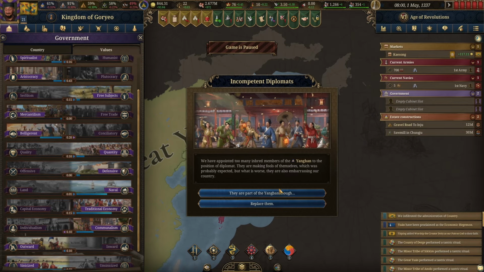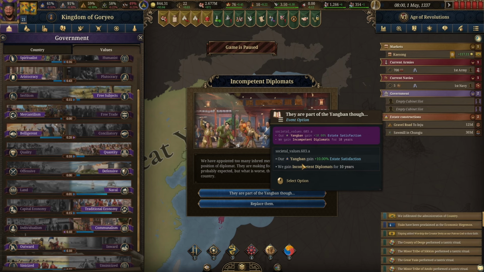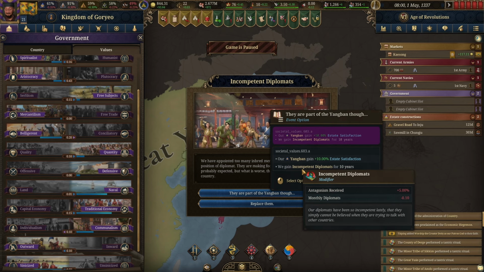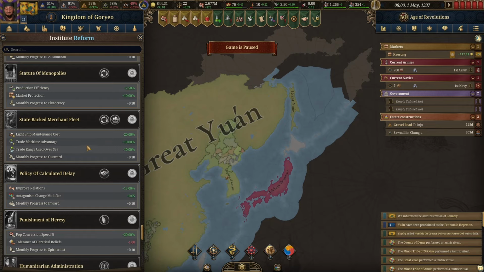Or this incompetent diplomats event, which gives you a choice between gaining estate satisfaction with the nobility in return for gaining incompetent diplomats for 10 years, or just losing relations with the nobility. When it comes to reforms, both societal values actually have one, with belligerent having 2.